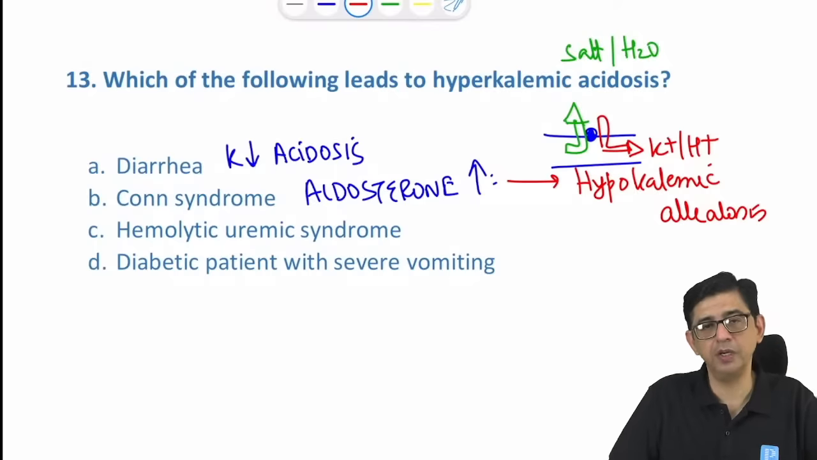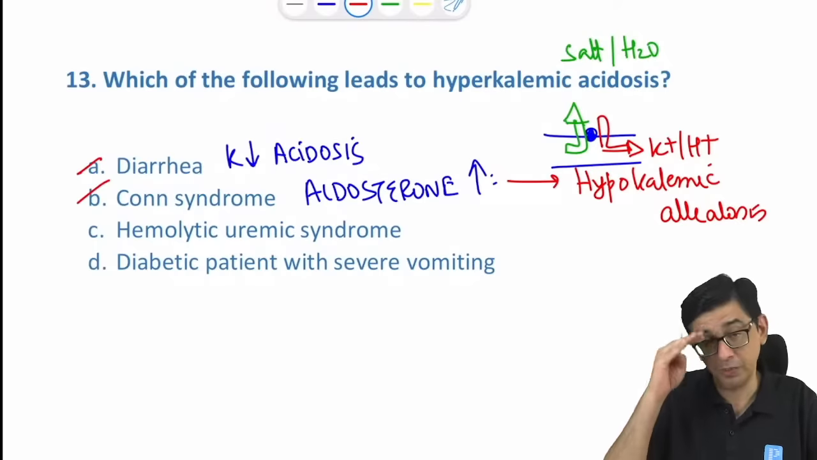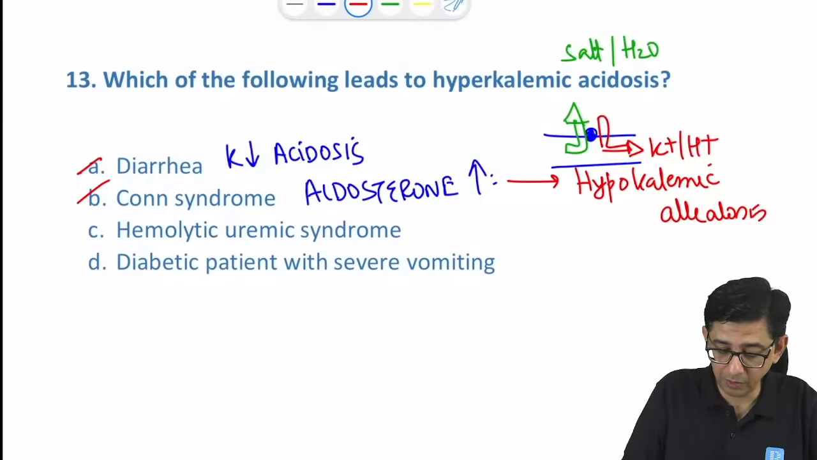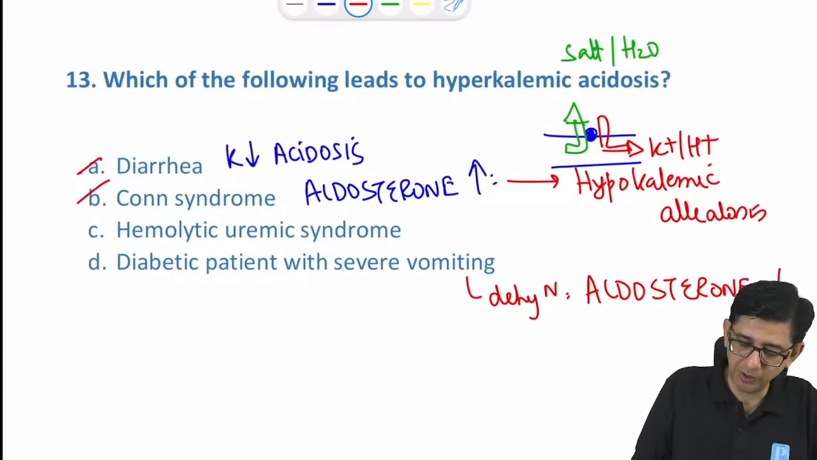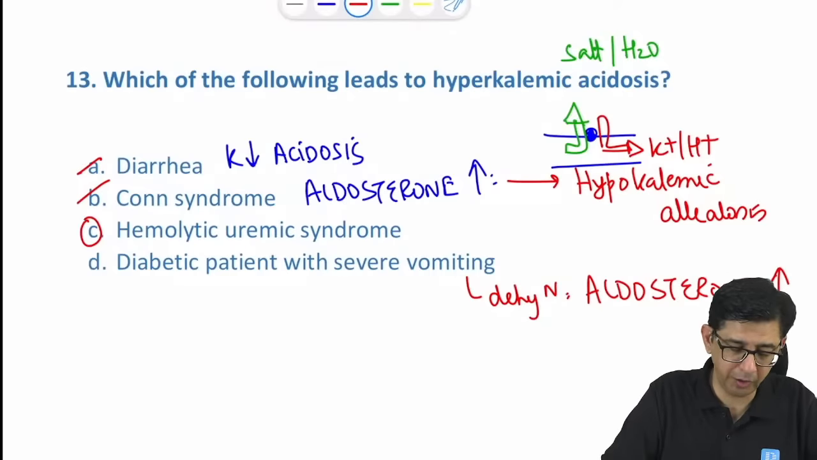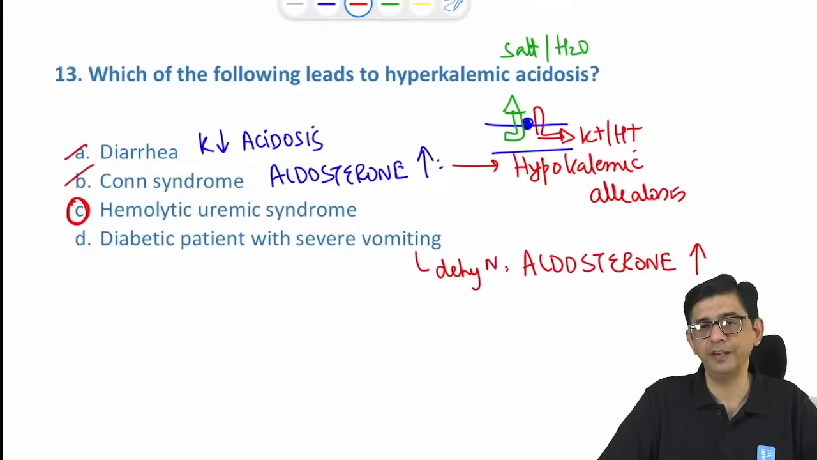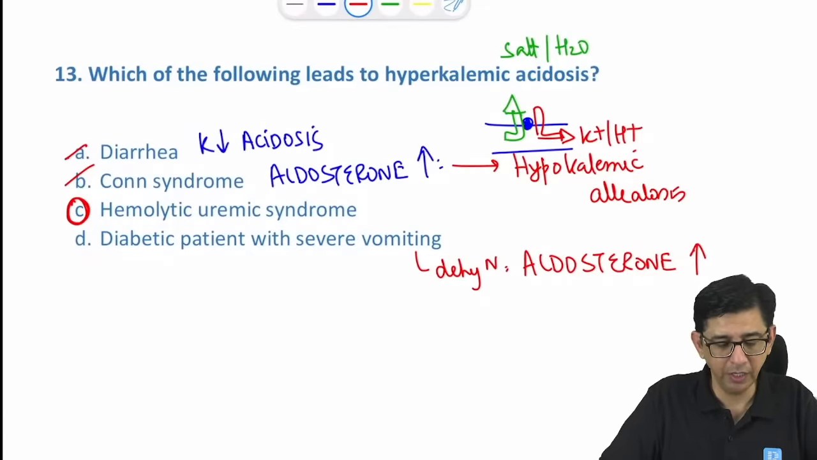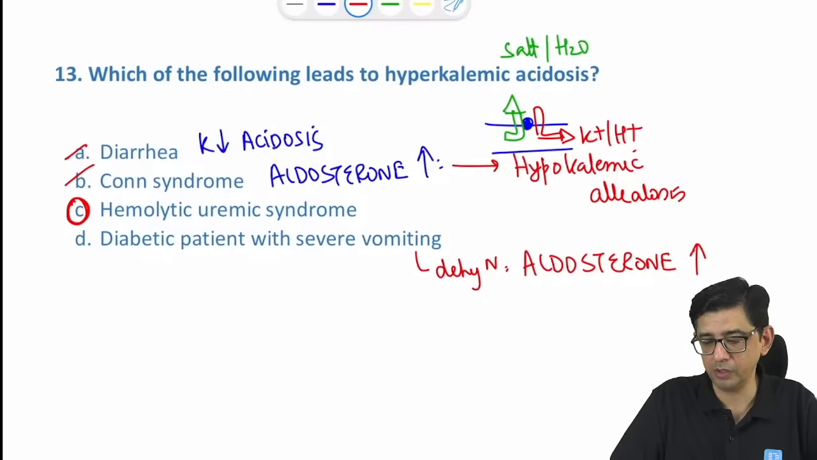The question is mentioning hyperkalemic acidosis, so I can rule out these two options. A diabetic patient with severe vomiting will again have dehydration. This dehydration will again contribute to an increase of aldosterone, and as I explained, if there is an increase of aldosterone, it will cause hypokalemic alkalosis. So the correct answer would be hemolytic uremic syndrome. The kidney will fail. Every time the kidney fails, it will have an inability to excrete hydrogen, the protons.